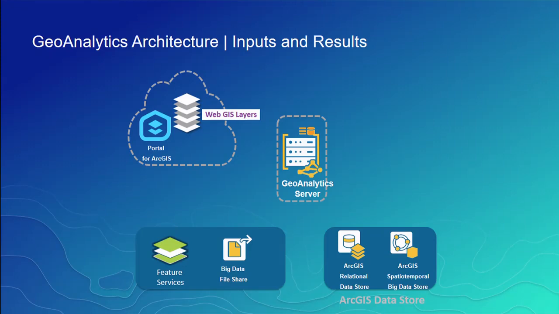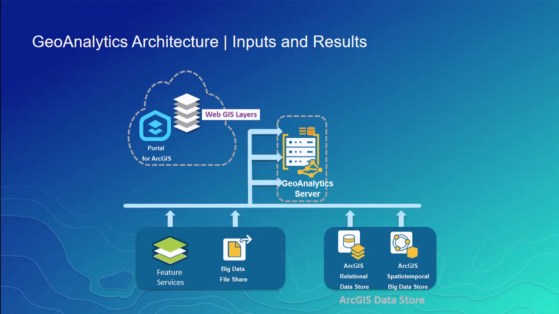All right, so I mentioned a few times that we're running the tools through Pro and Portal or the Python API, and the analysis is happening behind the scenes. So what's really happening, this is a simple architecture of what you're seeing when you run analysis, is you run GeoAnalytics and it's grabbing the data from whatever source you're using. It could be a feature service, it could be a big data file share, and it could be data coming from the ArcGIS data store, which is usually a hosted feature service.